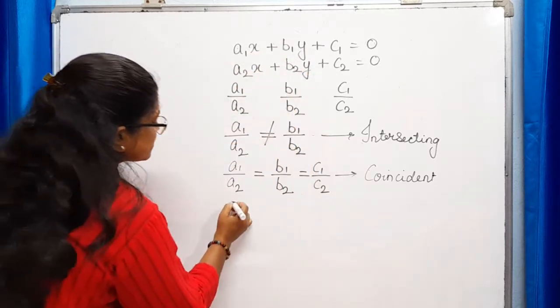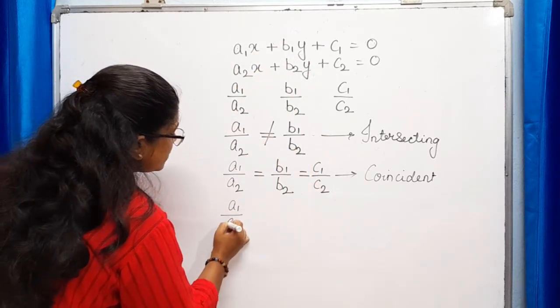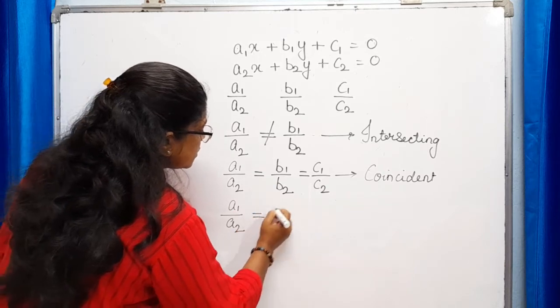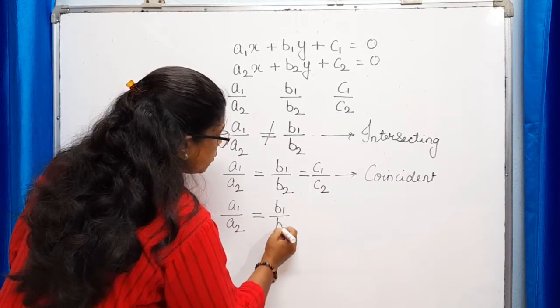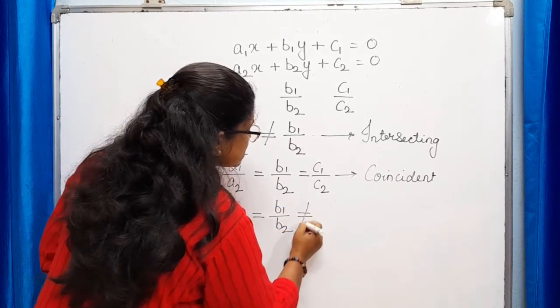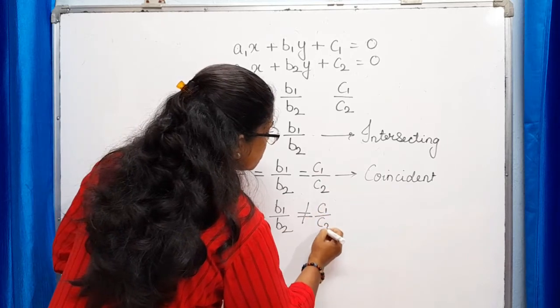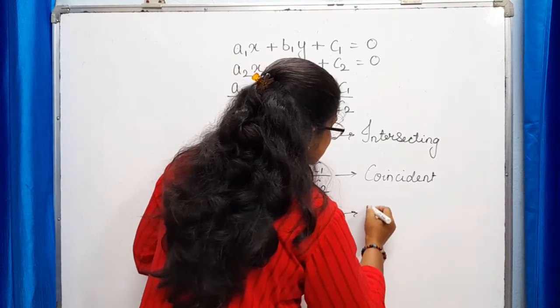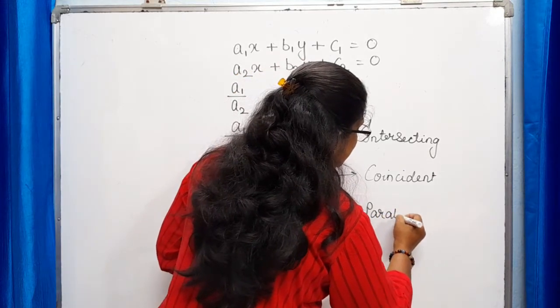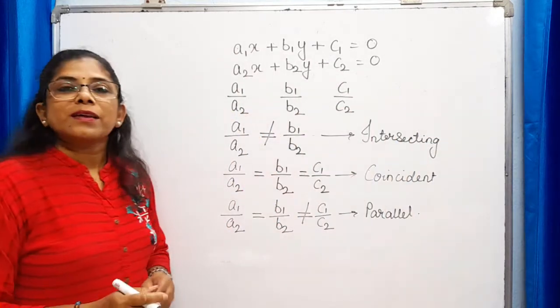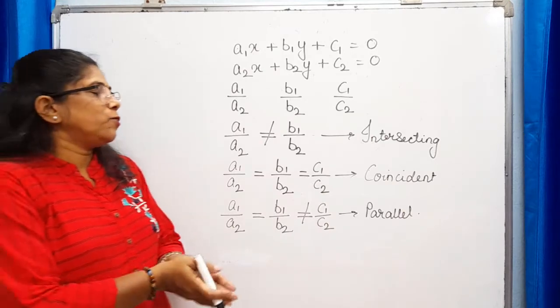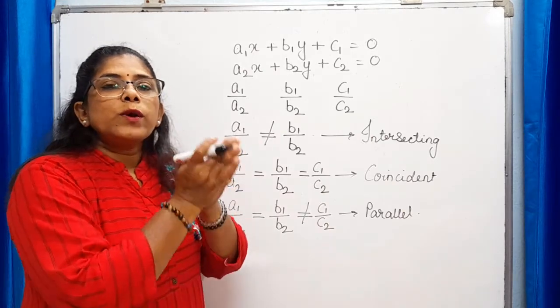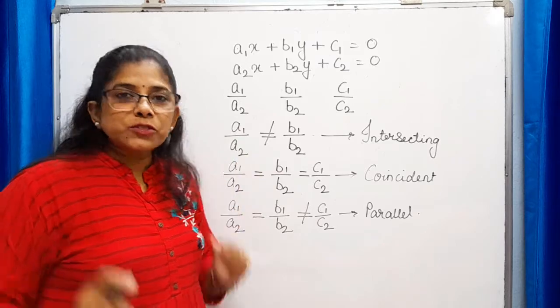Third possibility, a1 upon a2 is equal to b1 upon b2 and this is not equal to c1 upon c2. Now in this case, lines are parallel, and when the lines are parallel, we don't have any solution.